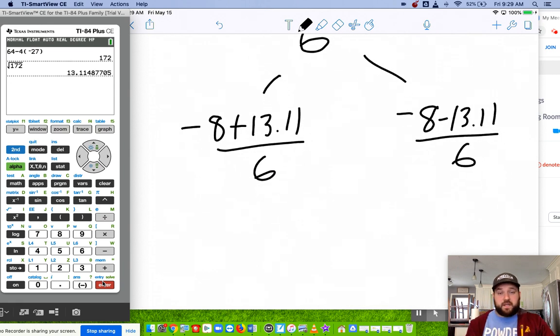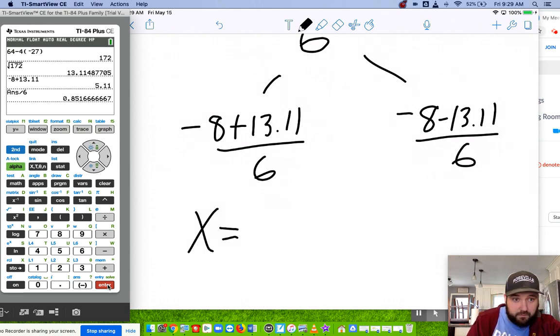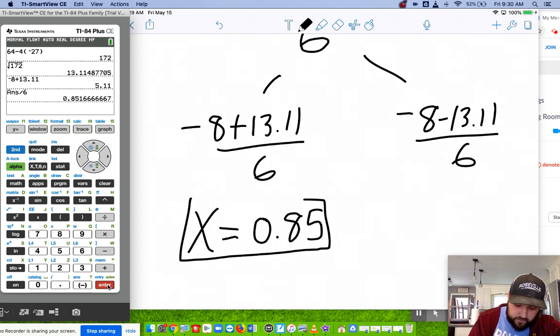Now I'm just going to type this in the calculator. What is so important is that because the negative 8 and the 13.11 are in the top of the fraction, you need to make sure you hit enter after you type this in. So plus 13.11, hit enter, now divided by 6. If you try to type it all in one step, you will not get the correct answer because it will divide before it adds. So 0.85, that is one of my two solutions.